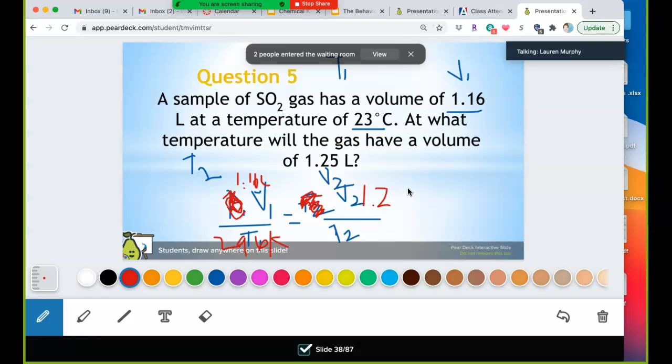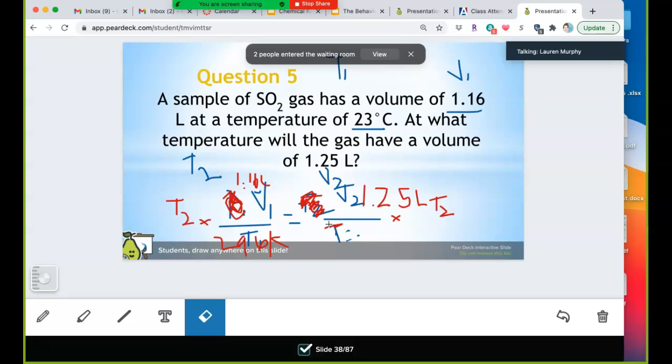Now you have to be careful. A lot of kids mess this up because T2 is in the bottom. You can't just move 1.25 over to this side and be done. You cannot solve for this when it's in the bottom. So I'm going to multiply both sides by T2 to get it out of the bottom. Okay, so then it goes away, right? It cancels over here. Now that T2 is not in the bottom, you can solve for it.